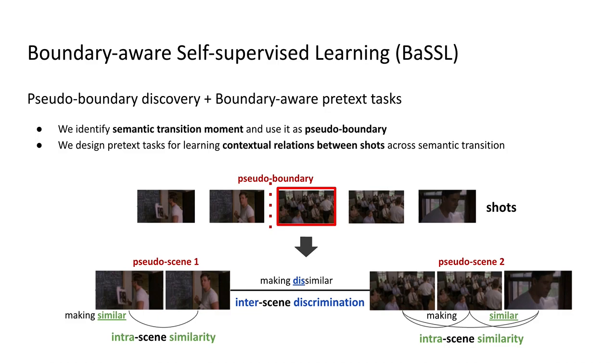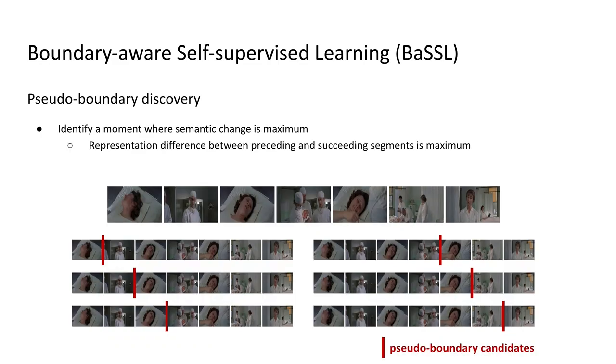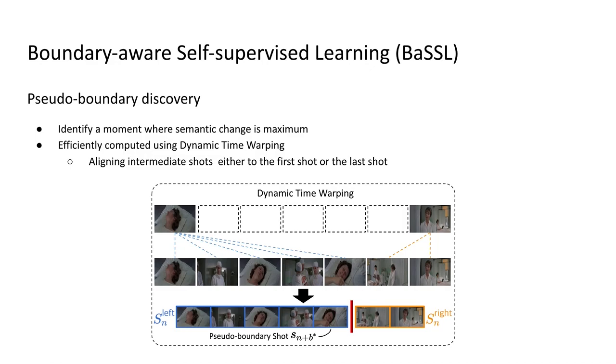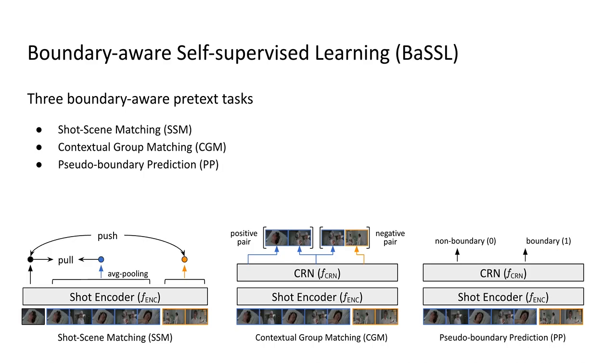In a nutshell, after identifying the pseudo-boundaries, we maximize the inter-scene discrimination by driving shards from two different pseudo-scenes to be dissimilar, and maximize intra-scene similarity by encouraging shards in the same pseudo-scene to be similar. We compare possible pseudo-boundary candidates and select a moment where semantic change is maximum. Note that this process can be efficiently computed using dynamic time warping, where we align intermediate shards either to the first shard or the last shard.